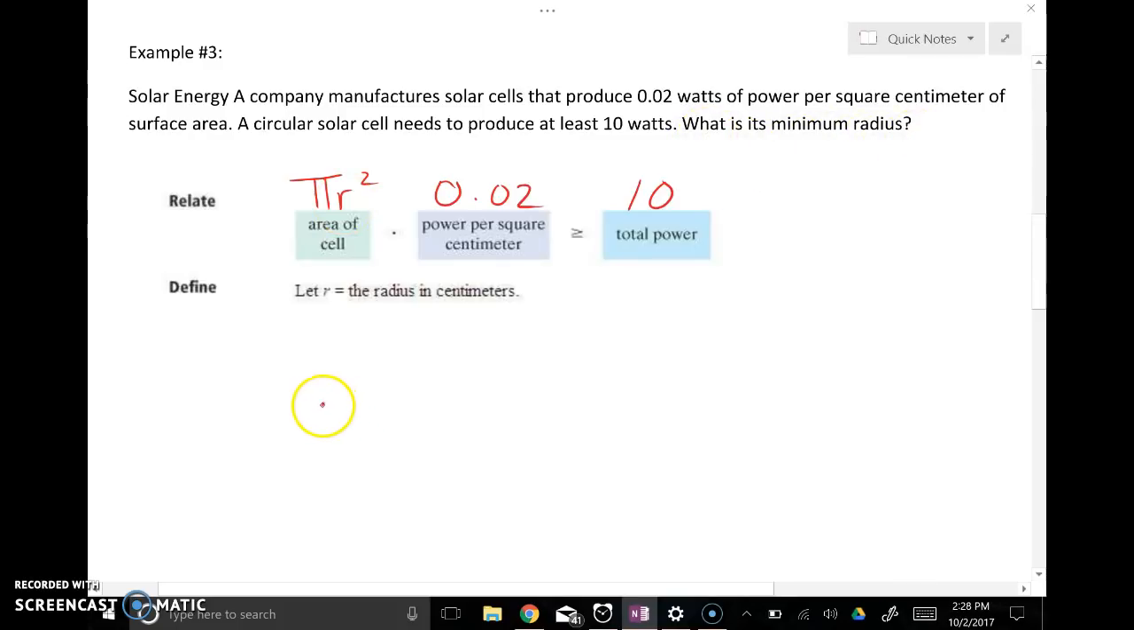All right, so if I multiply 0.02 times pi times radius squared is greater than or equal to 10, I'm going to keep in mind that pi is not a variable. So 0.02 pi I can actually multiply together and get that away. So I'm going to divide both sides by 0.02 pi, and I'm going to use my calculator to help me do this. Now that's not going to be a negative number, so I don't need to worry about switching the sign. I'm just going to grab my calculator to figure this out.